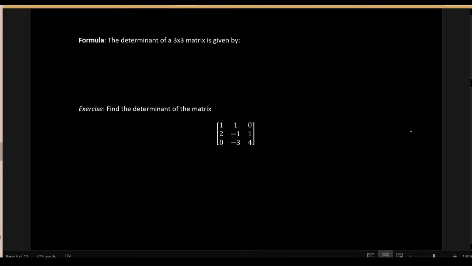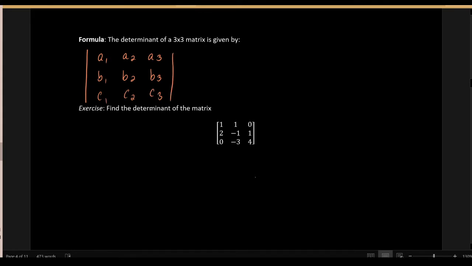Now when you're looking at a 3 by 3 matrix, the formula becomes quite a bit more complicated. So the determinant of the matrix, let's say we have numbers A1, A2, A3 in the top, then B1, B2, B3 in the second row, and then C1, C2, C3 in the third row. This is how you would calculate this determinant.